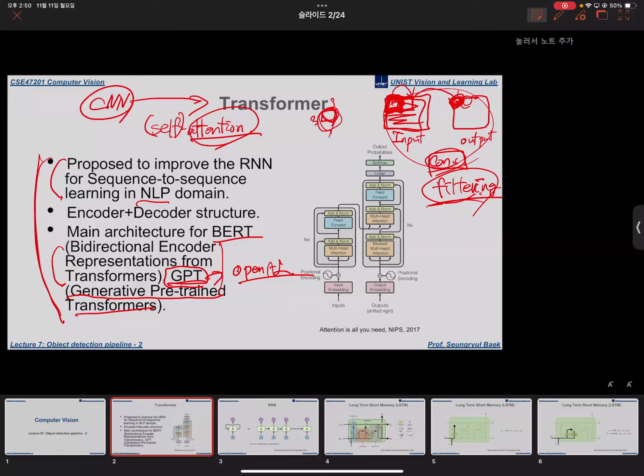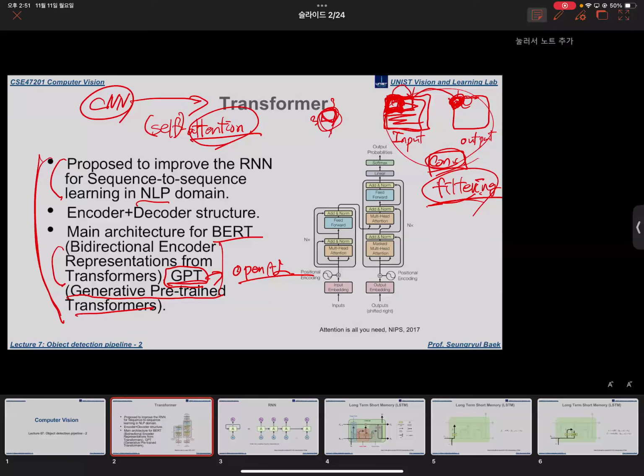Okay? So that's why we are replacing previous CNN architectures with the transformer. And also there's no guarantee this attention mechanism is the best yet. So there could be another architecture that can replace this transformer actually.